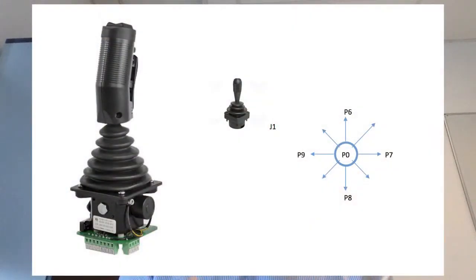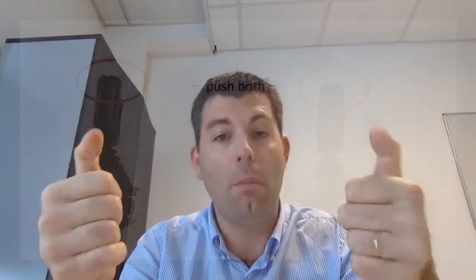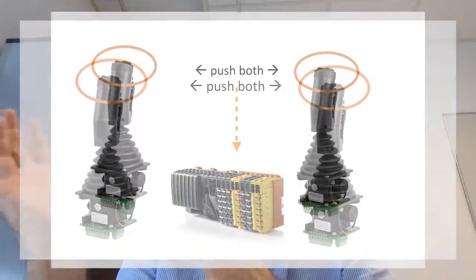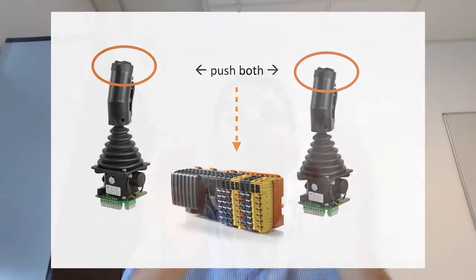The joysticks have 8 positions and a single button on the handle. This button is used for safety. Only if both buttons are pressed, the signal is transferred to the PLC, otherwise not. This is because we want to make sure that the person puts his hands on the joystick and not elsewhere.